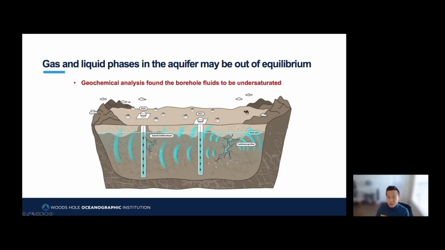And if our model is correct, then seismological techniques may hold great potential to identify those elusive gas migration pathways, as shown by my work and John's work.